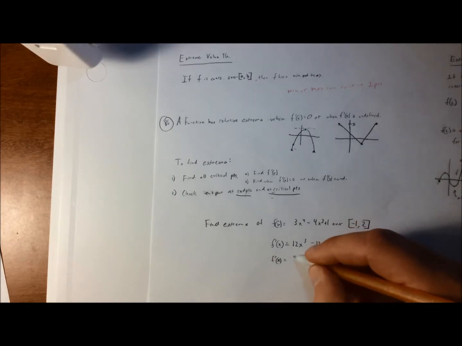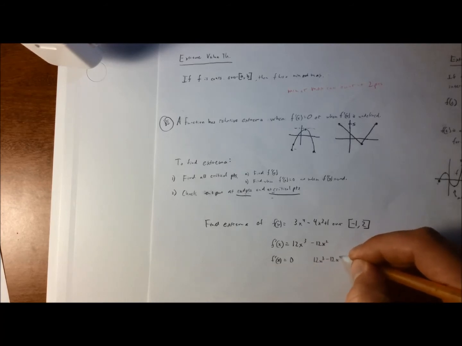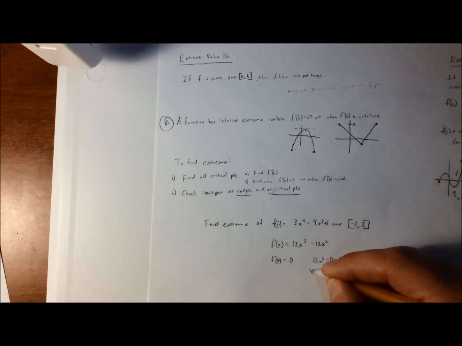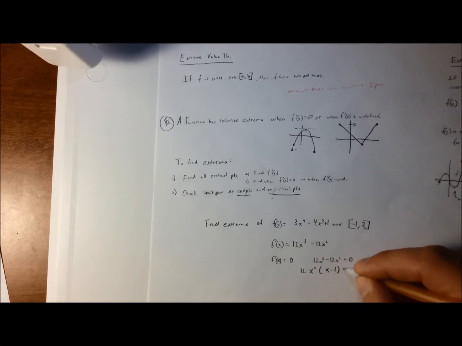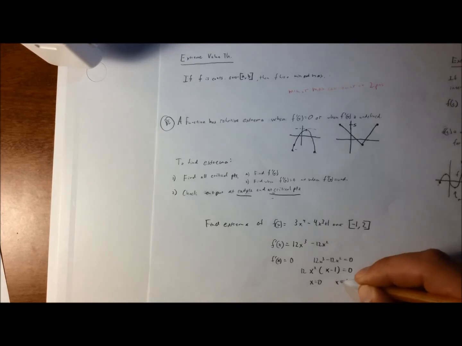And we're going to find when f prime of x is equal to 0. So when does 12x cubed minus 12x squared equal 0? Well, some quick factoring here. I'm going to factor out a 12x squared. And we're going to have an x minus 1 here. So that's going to happen when x is equal to 0 and when x is equal to 1.